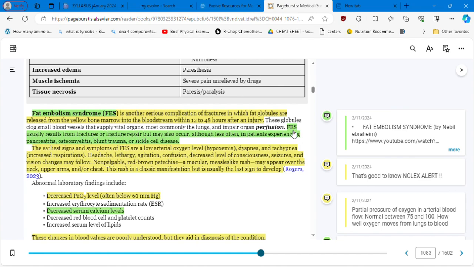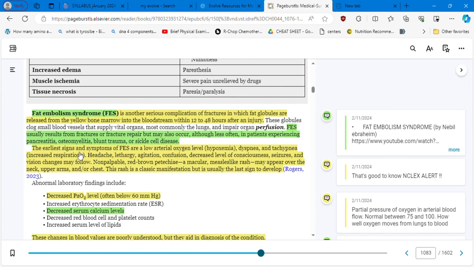So fat embolism syndrome usually results from fracture or fracture repair, not only fractures but fracture repair, but may also occur, although less often, in patients experiencing pancreatitis, osteomyelitis, blunt trauma, or sickle cell disease. So here is where most of the concepts we learned so far are getting interconnected. Sickle cells, pancreatitis is coming in the segment of gastrointestinal, osteomyelitis, we have discussed this.